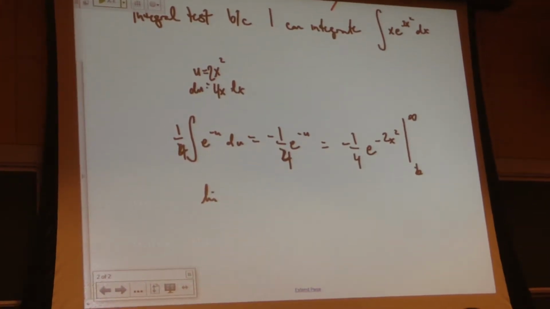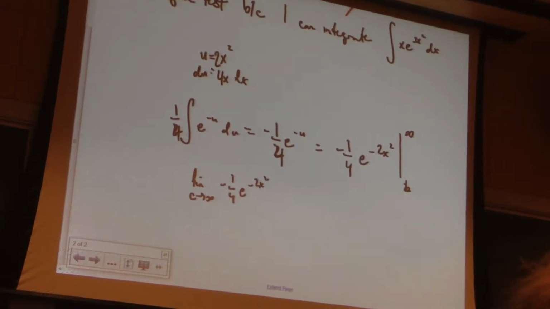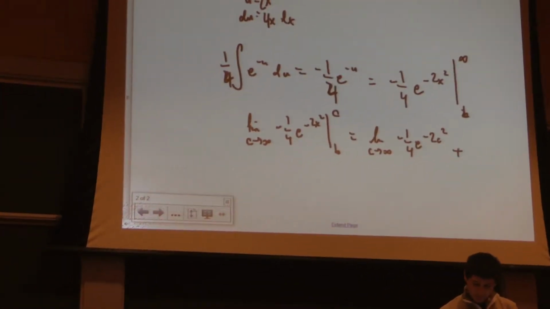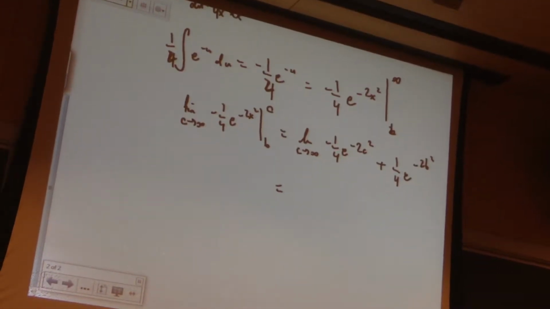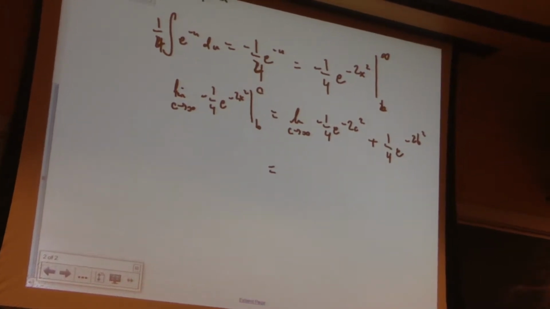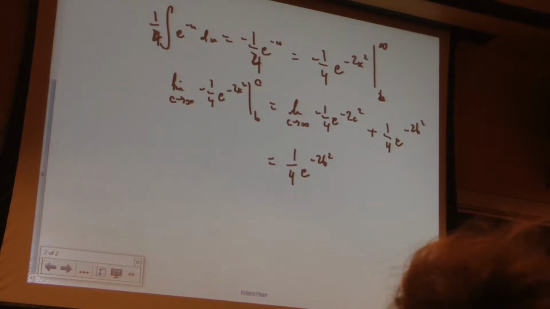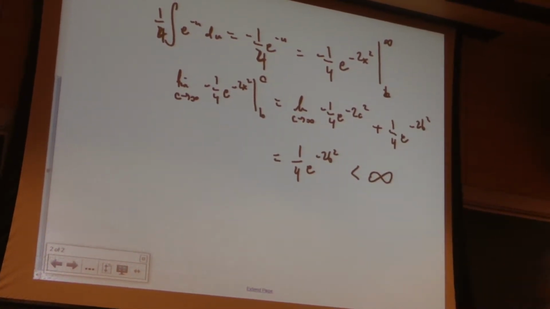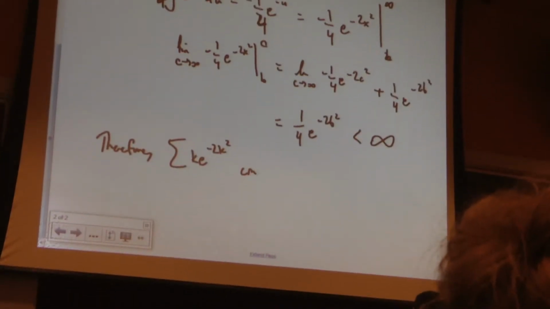All right, so we want the limit as, let's say, c approaches infinity of negative 1/4 e to the negative 2x squared from b to c. All right, limit. Plus 1/4 e to the negative 2b squared. And what is this limit? e to the 2. Or, I mean, if we started at 1, yeah, b is 1. But it's a finite number. So what does that tell us? Great.